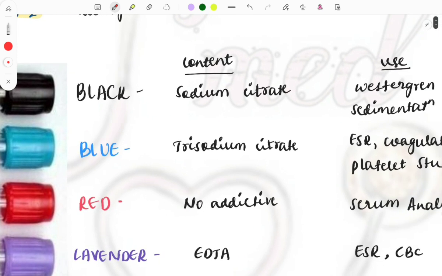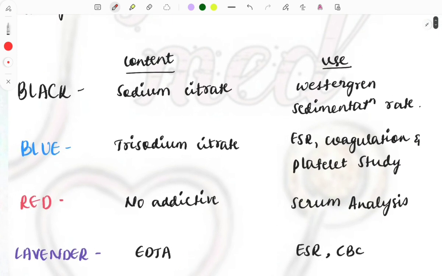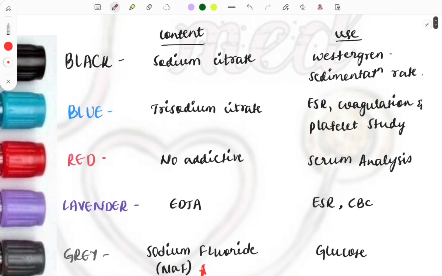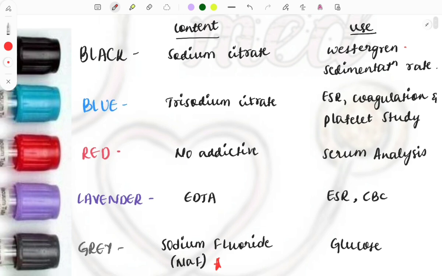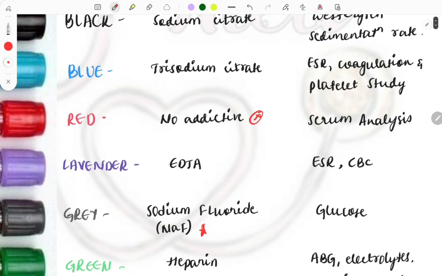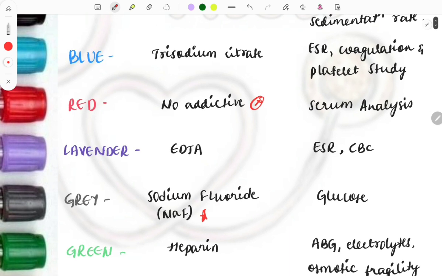So black color, the content is sodium citrate, used to do the sedimentation rate, that is the Westergren sedimentation rate. Then blue, the content is trisodium citrate, used mainly for the ESR, coagulation and the platelet study. Then red, no additive is present, so it is a plain tube. You can just remember like plain tube, red, plain, and serum analysis.